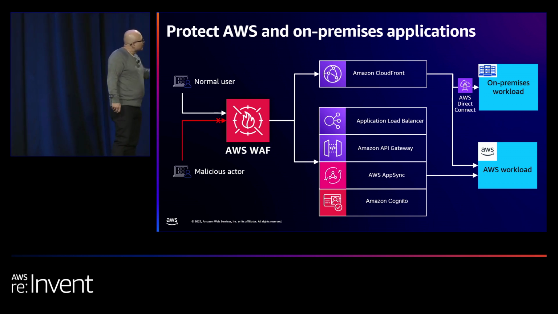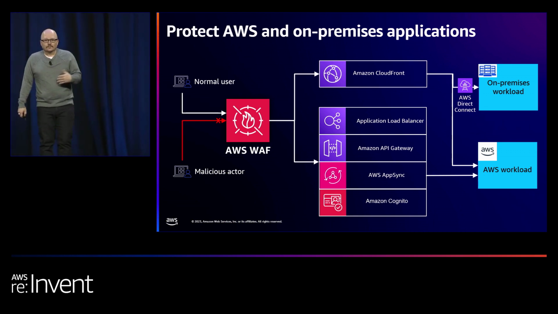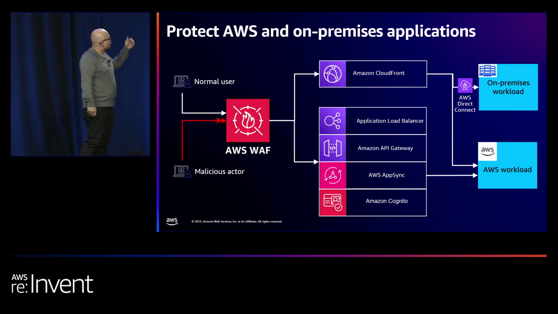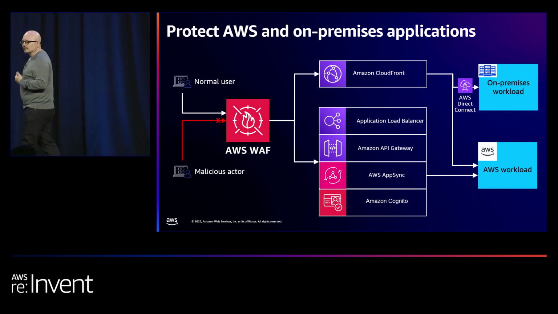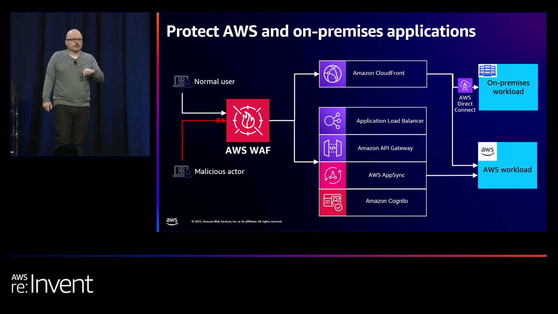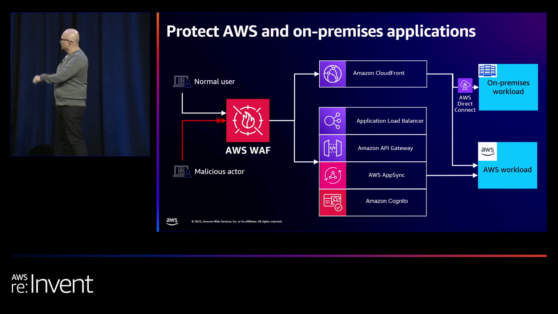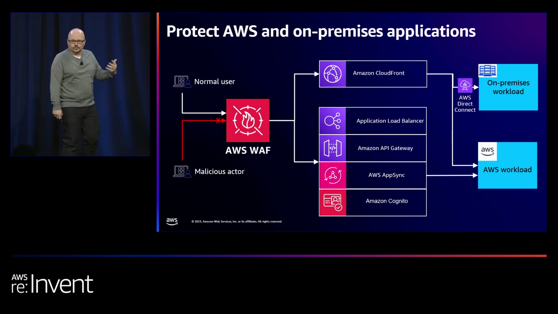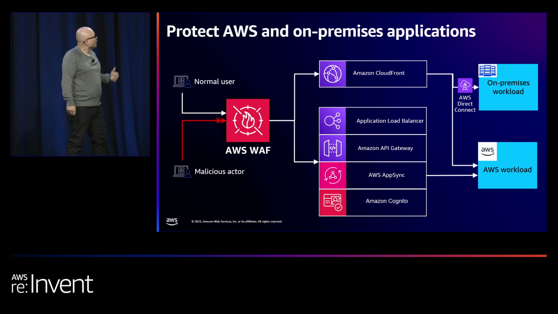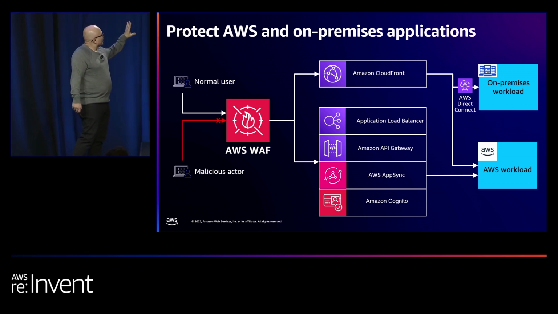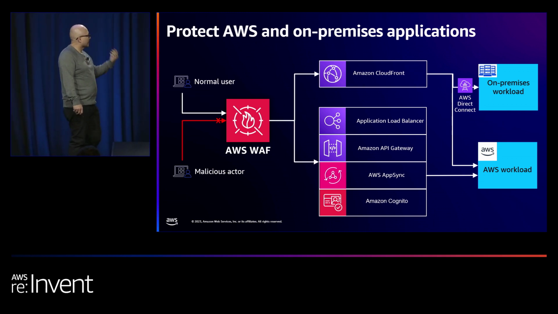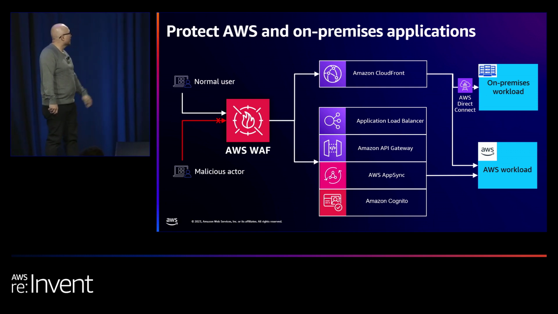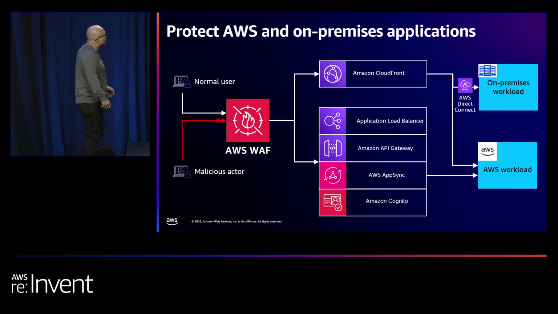So this is a normal data flow for WAF. You can see that a user or a malicious actor is submitting a request. AWS WAF is going to be evaluating that request with either Amazon managed rules, so those are rules that we keep up to date and we make sure that they're going to protect you against common threats, or your own rules. Those are going to be served by our front door services like Amazon CloudFront, the application load balancer, Amazon API Gateway, AppSync, and Amazon Cognito.